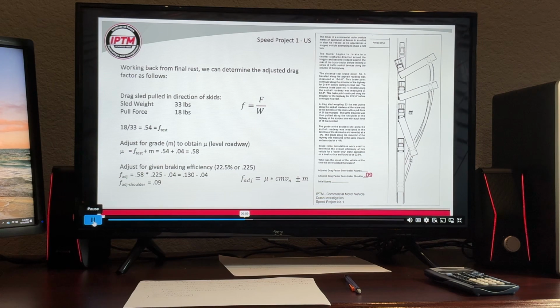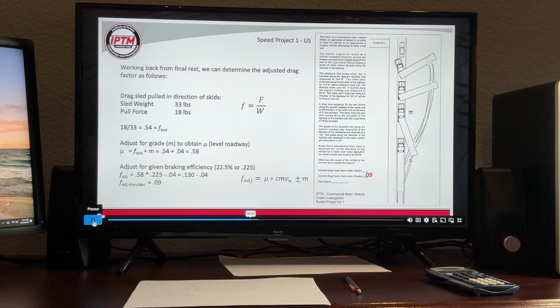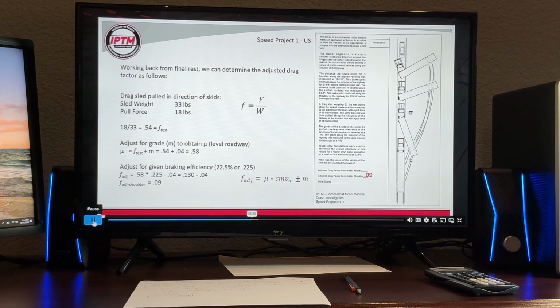And so we can take that now, and we can adjust that. Remember, we have some grade. So we need to adjust. We have a 4% grade on the shoulder, a downhill 4% grade. So in order to get up to mu, where we can do any efficiency adjustment, we have to take that downhill grade out, bring it up to level, and that gets us to a 0.58.